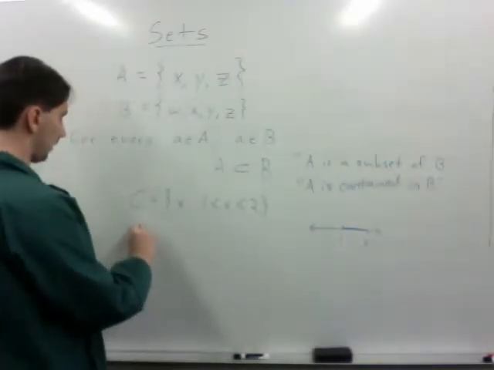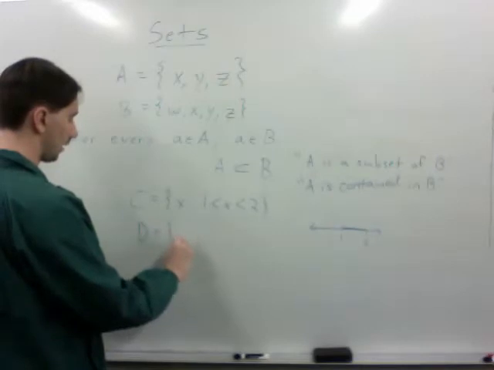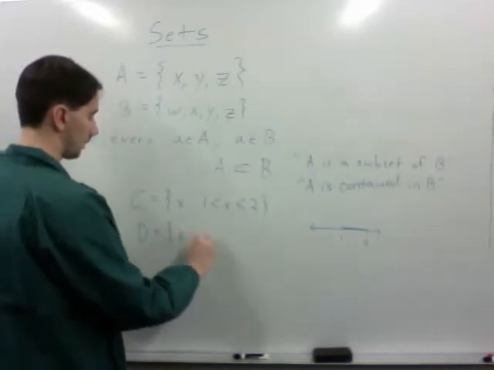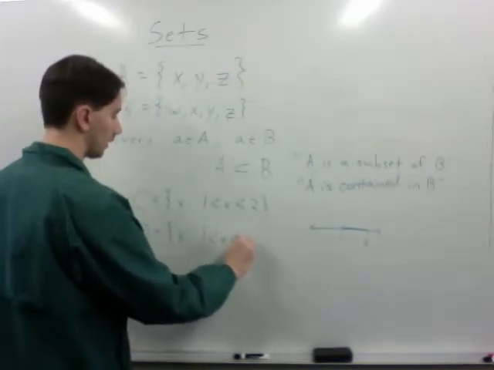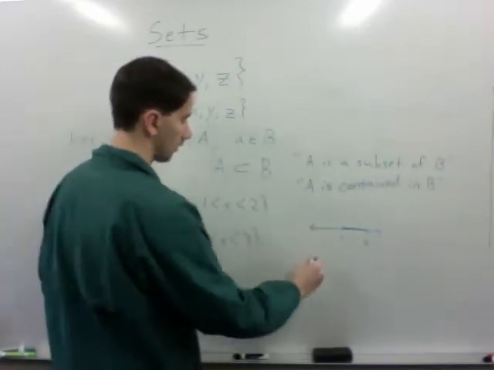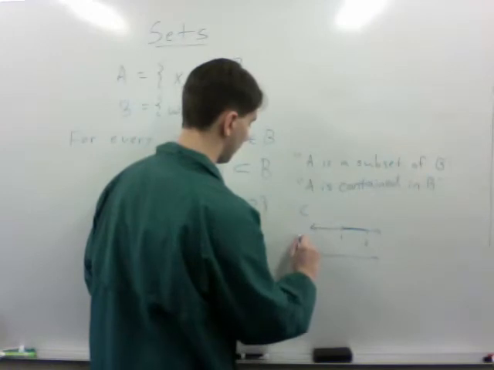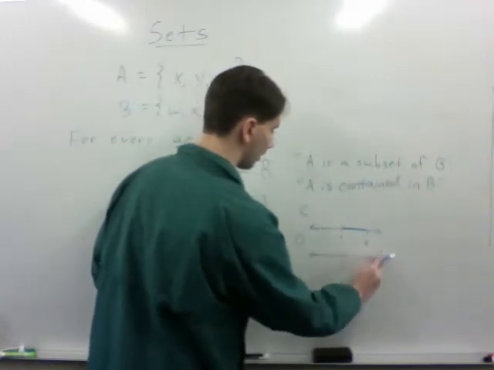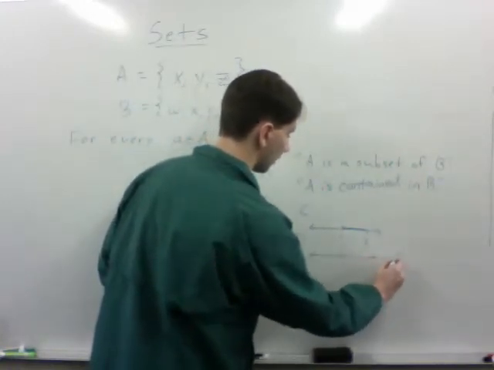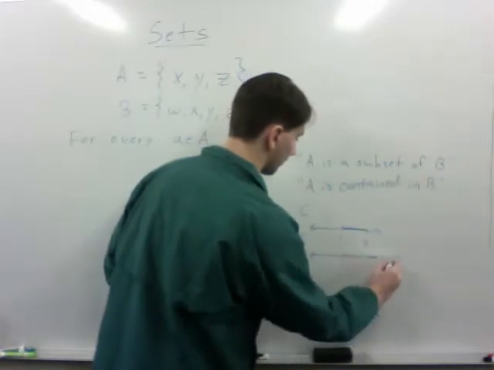And say that D is going to be the set X such that 1 is less than X is less than 3. So this was our picture of C. Now we draw a picture of D. It goes from 1 all the way over to 3, and it includes all of this.